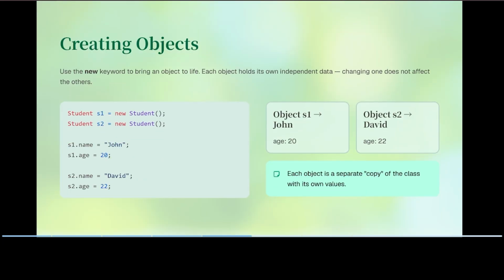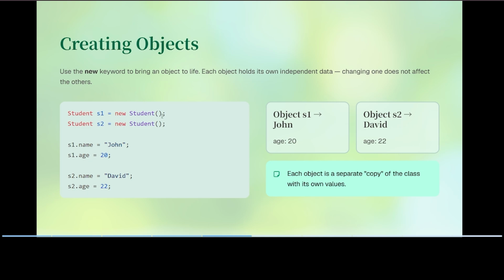Next thing we are going to learn about creating objects. So how to create an object? By using the new keyword. Whenever you see the word new, remember that it will create a new object, okay? Every object holds its own independent data. Every person has its own data. That means that one object's data cannot affect the others, okay?